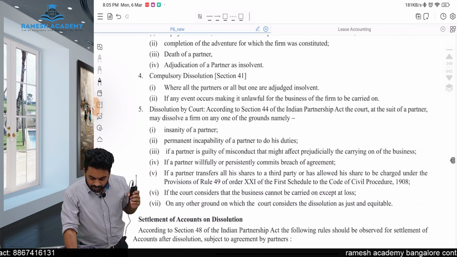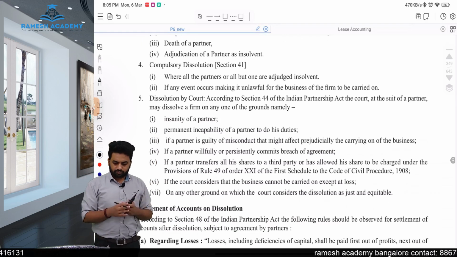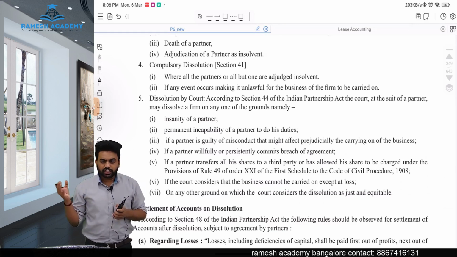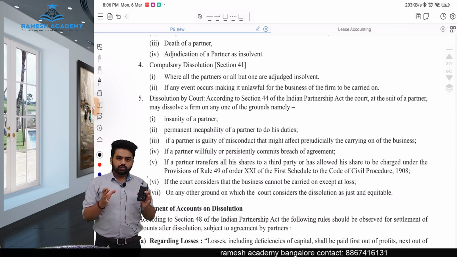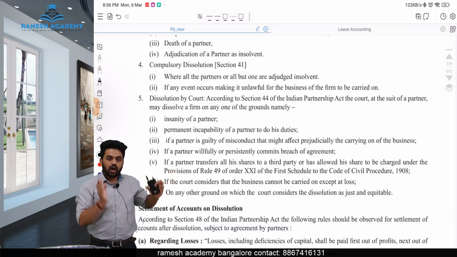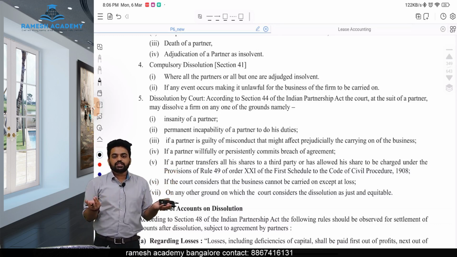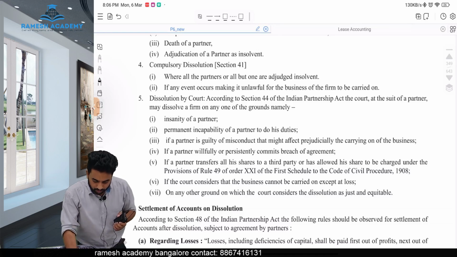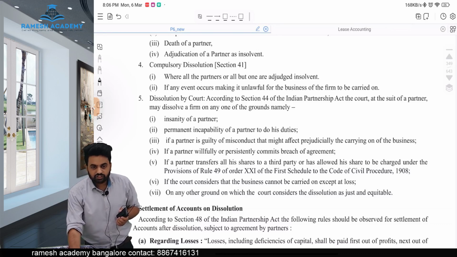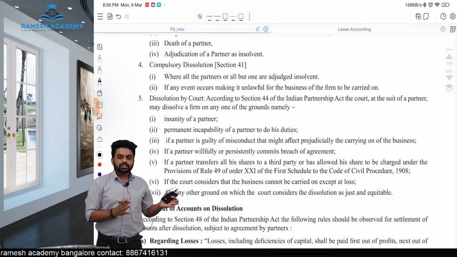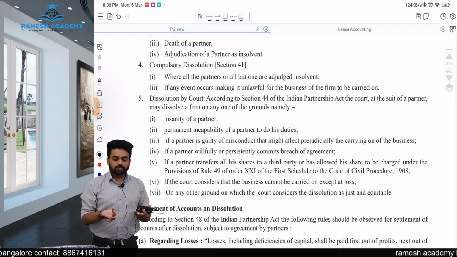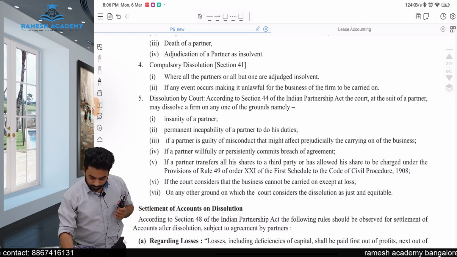And there might be a compulsory dissolution, where all the partners, or all but one, are adjudged insolvent. So all the partners become insolvent, or except one, all partners become insolvent. Then one person can't run a partnership firm for sure. Next, if any event occurs making it unlawful for the business of the firm to be carried on. If you are running some illegal business, and if they allow you to run the business again, you do the same thing, no? That time also they will close your partnership firm.